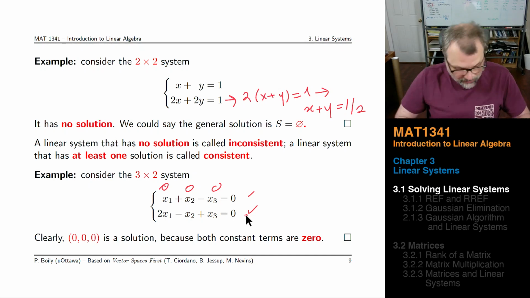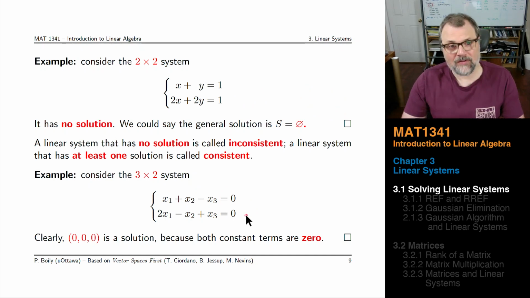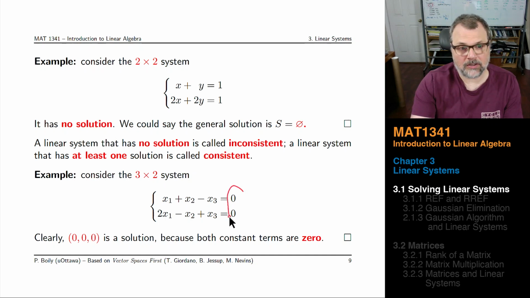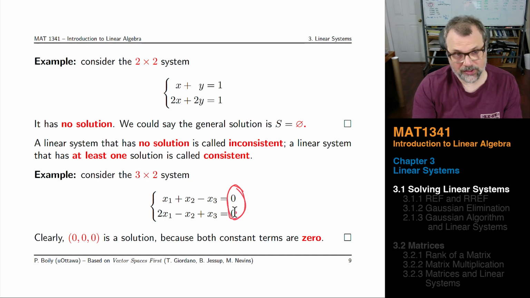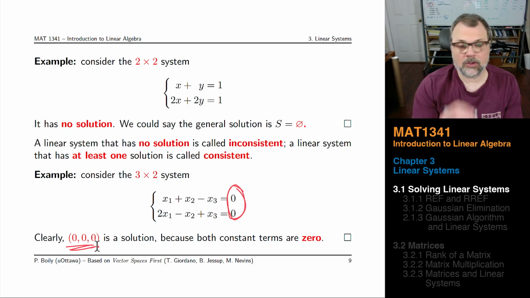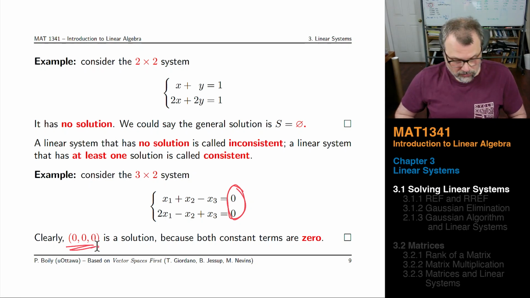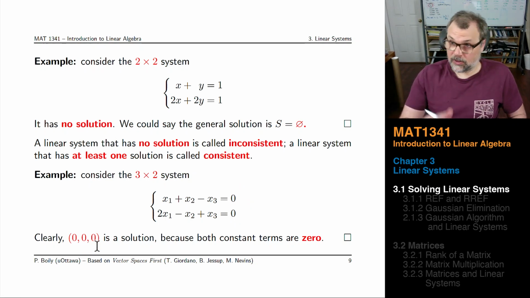This is a special kind of system, whenever the right-hand side, the constant terms, are 0. Make sure here there's no constant term floating around. If all the constant terms are 0 in a linear system, then the 0 vector is always a solution. So homogeneous systems, which is what we call such systems, are always consistent.